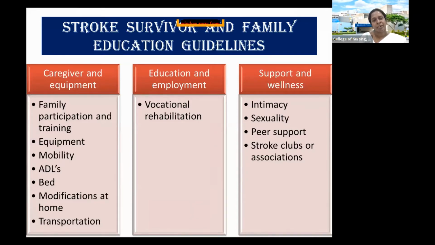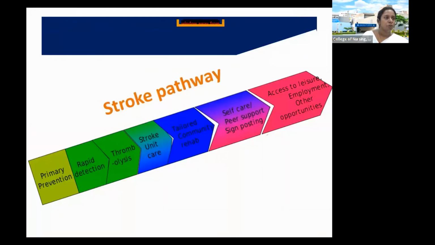Slowly, when they have recovered, then comes the occupational rehabilitation. If the patients can go back to work, that can also be addressed in the rehabilitation. Support and wellness, we can talk to them about intimacy and sexuality, peer support, and the stroke clubs or associations that are available. Okay, coming to the last thing, the stroke pathway.